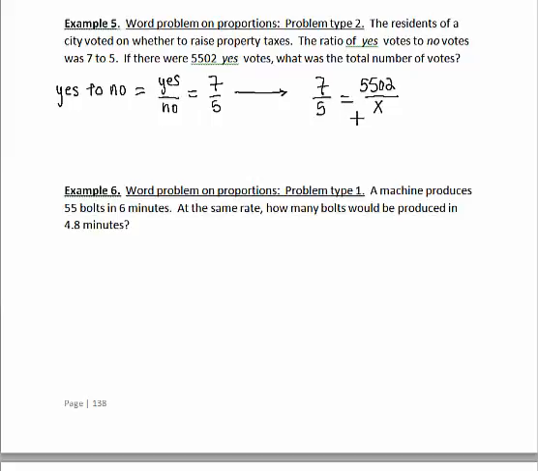So this is going to be sort of a roundabout way of solving the problem, and keep in mind that the question was not how many no votes were there, the question was how many total votes were there. And the way we're using x, we're using it to represent the number of no votes. So yes on the top, no on the bottom. Cross multiplying, we get 7x equals 5 times 5,502. Well, what is 5 times 5,502?